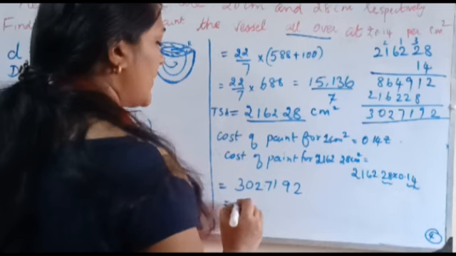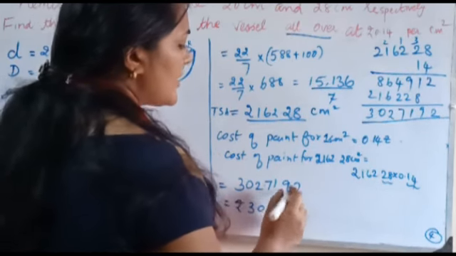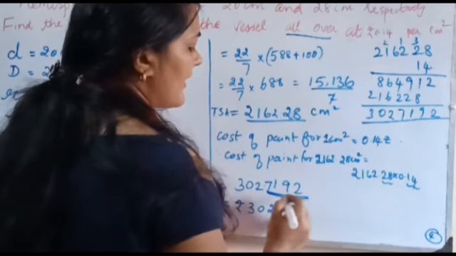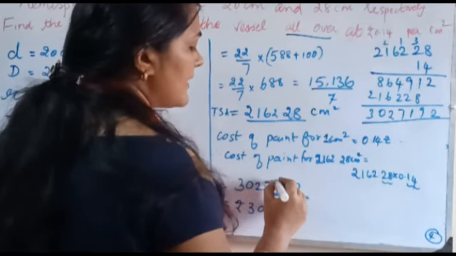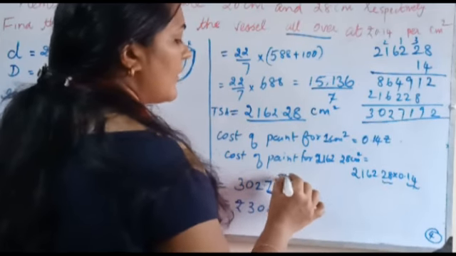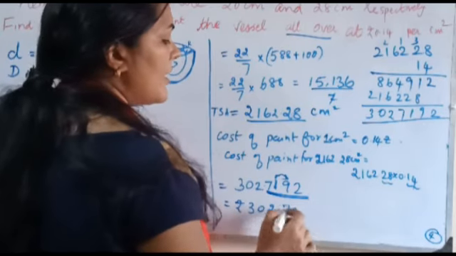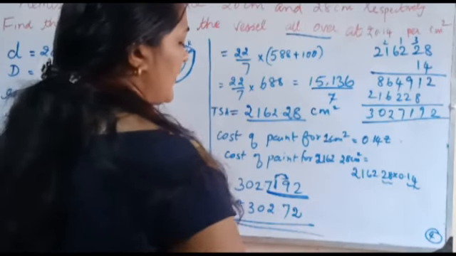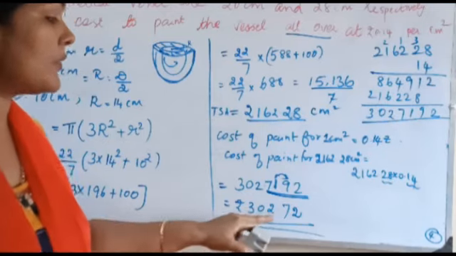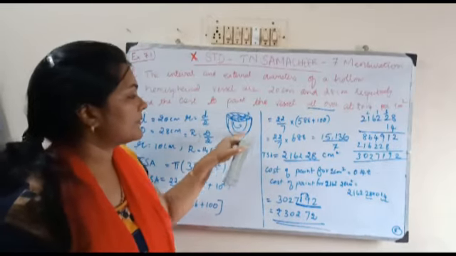The answer is rupees 302 point. Here after this you don't need 4 digits. 7, this one you can write as 2 because here 9 is there. So if it is more than 5, you can add one more number here. So the answer is rupees 302.72 to paint all over the vessel.